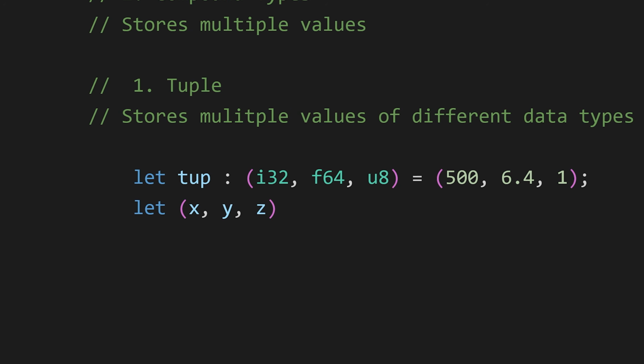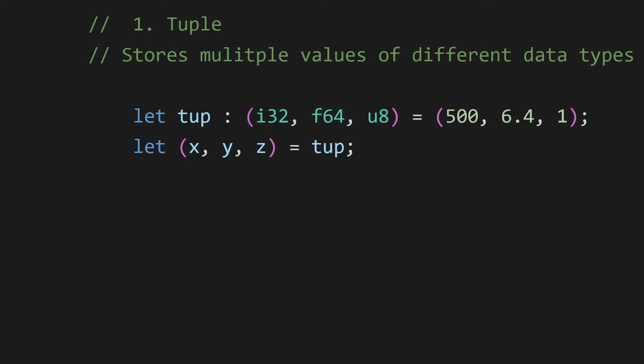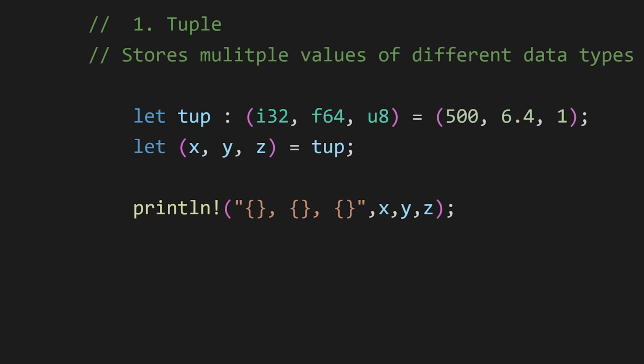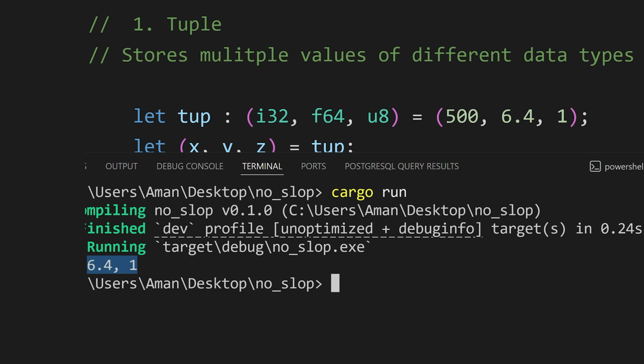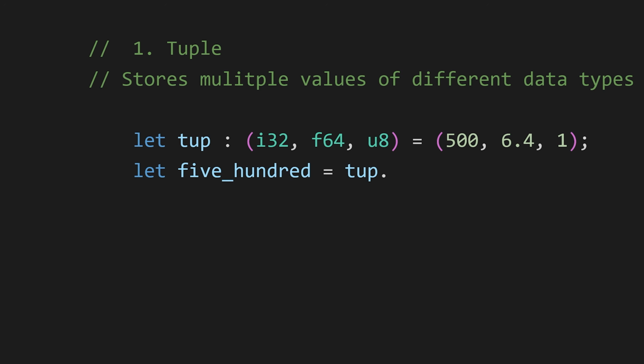To access the values from a tuple, we can destructure it into multiple variables. Now, x, y, and z contain the values from the tuple. This process is called destructuring because we are breaking a single tuple into multiple parts. Here, if I print these values, it will be the same as the values from the tuple.